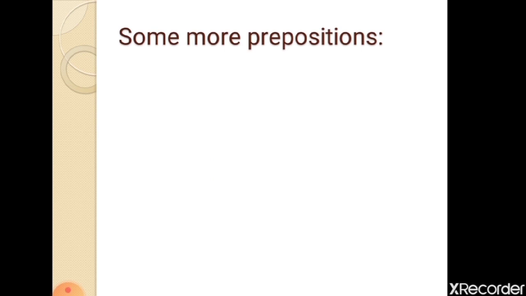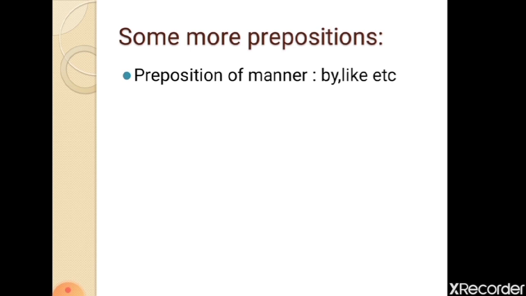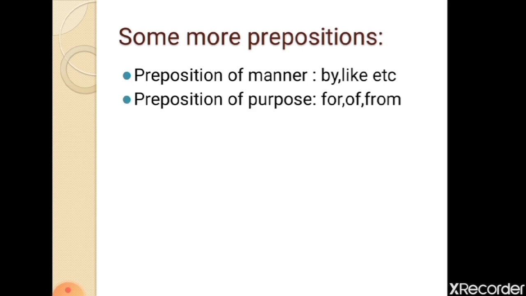Now some more prepositions are there according to the relation. One is preposition of manner for the words like by, like, etc. Example, he fought with courage. Preposition of purpose. So the words like for, of, from. So these are called preposition of purpose. So here you are going to mention your purpose. I am asking leave for 3 days.